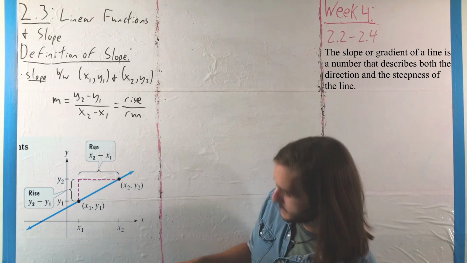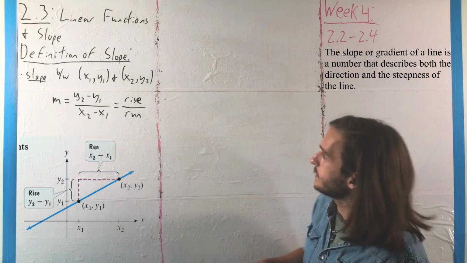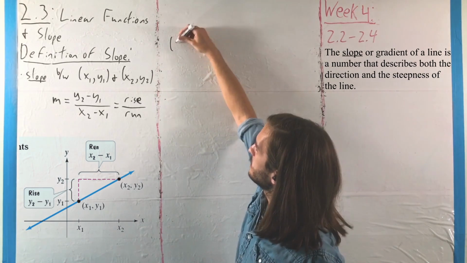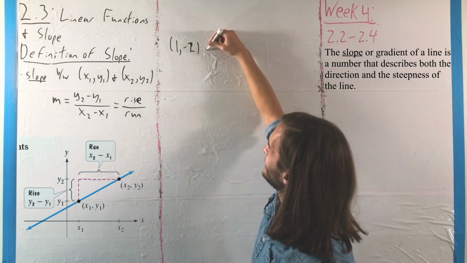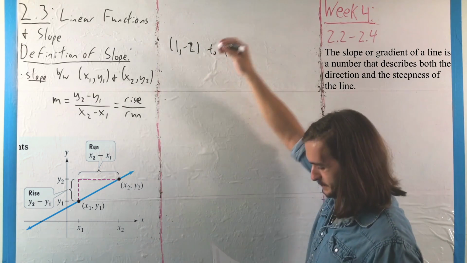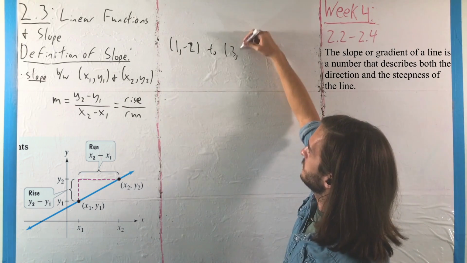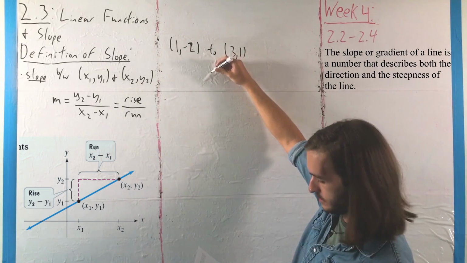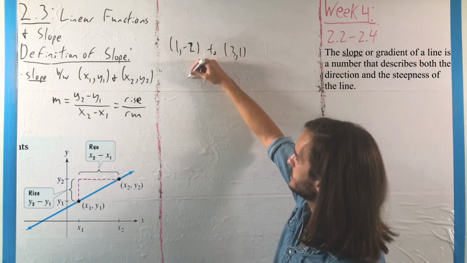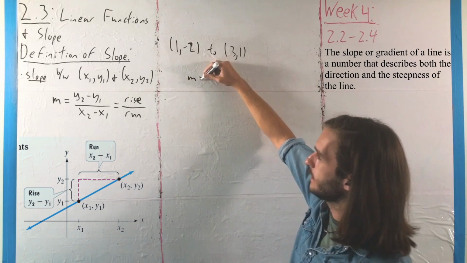So if we wanted to find something like the slope between the points (1, -2) to the point (3, 1), we just look at how much the values are changing along that path, where we usually denote this value with the letter m.